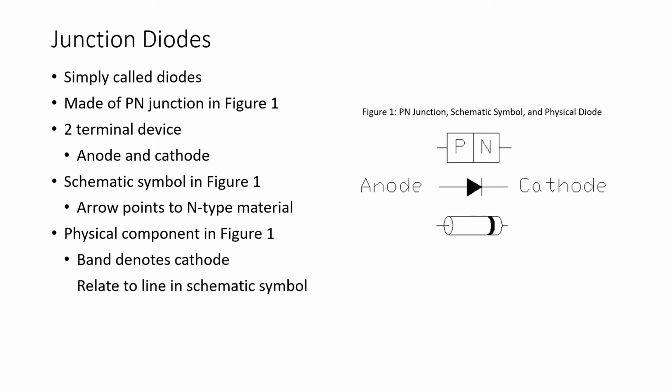And a pictorial of a physical diode is also shown in Figure 1. Note that one end of the device is identified with a band, and this band denotes the cathode terminal. And the way to remember this is that that band correlates to the line on the schematic symbol, the cathode.